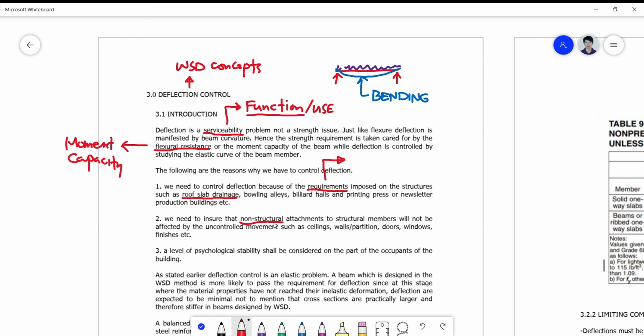And the last, but not least, of course, on the main reasons is the psychological impact or psychological effect on the occupants. Okay, so this has something to do with the occurrences of excessive deflections and vibrations.